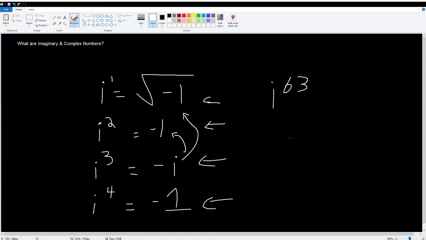So now if I divide 63 by 4, I get a remainder of 3, okay? In other words, this is basically the same thing as i cubed, which is equal to negative i, okay? So as you can see, the powers of i, as soon as we keep on repeating them, end up going back to the same values that you see here: the square root of -1, negative i, and then i squared is -1, okay? So that's pretty important, right?